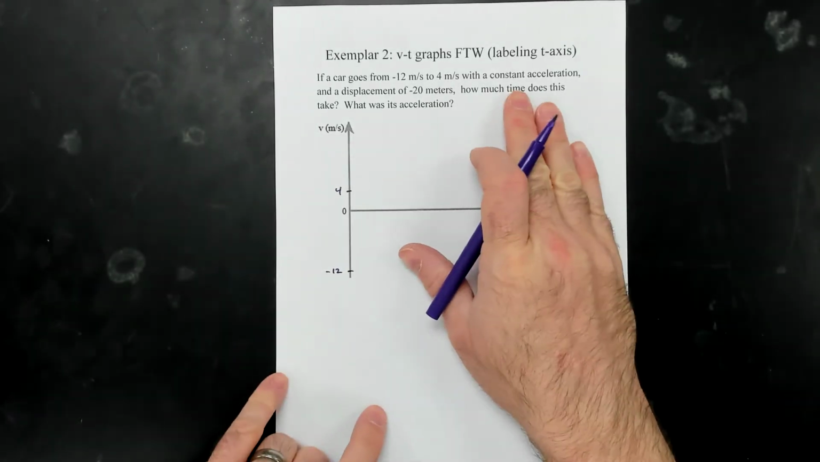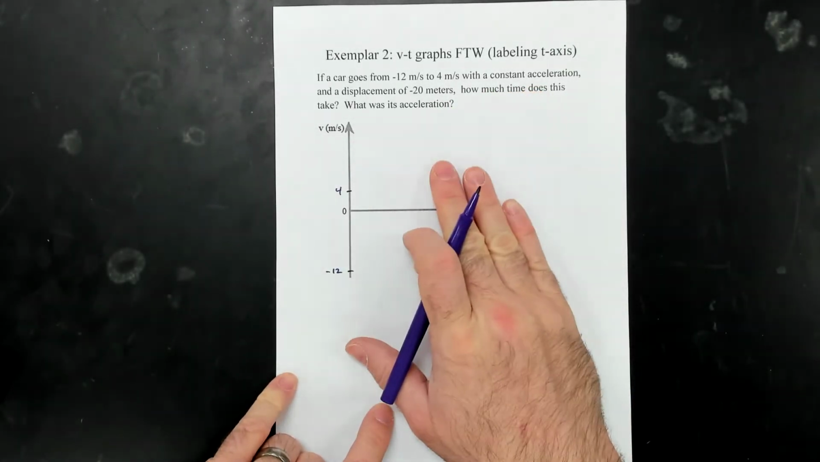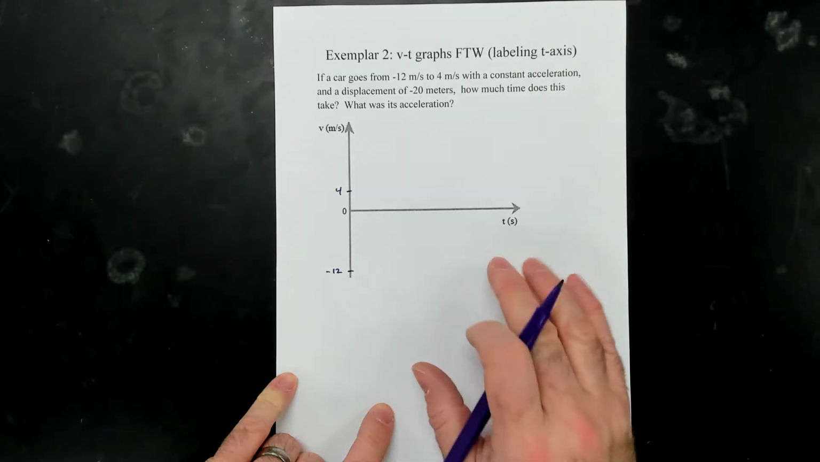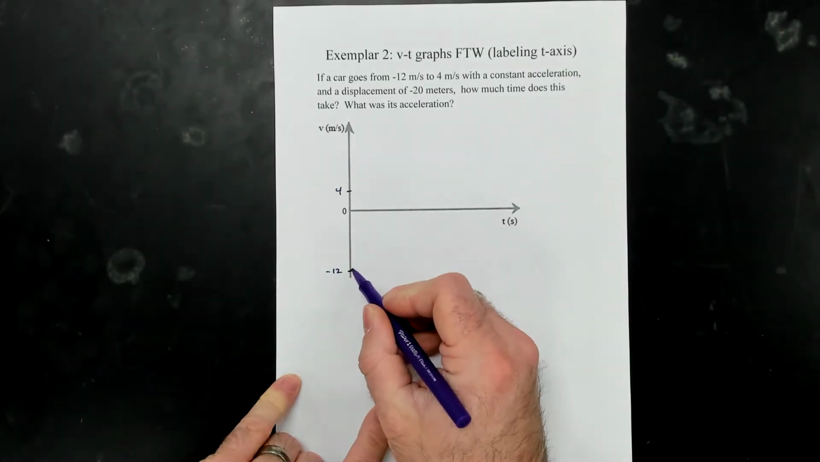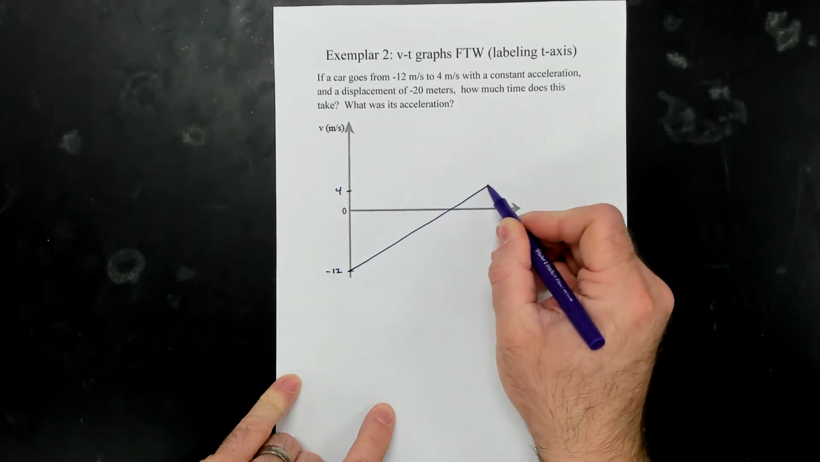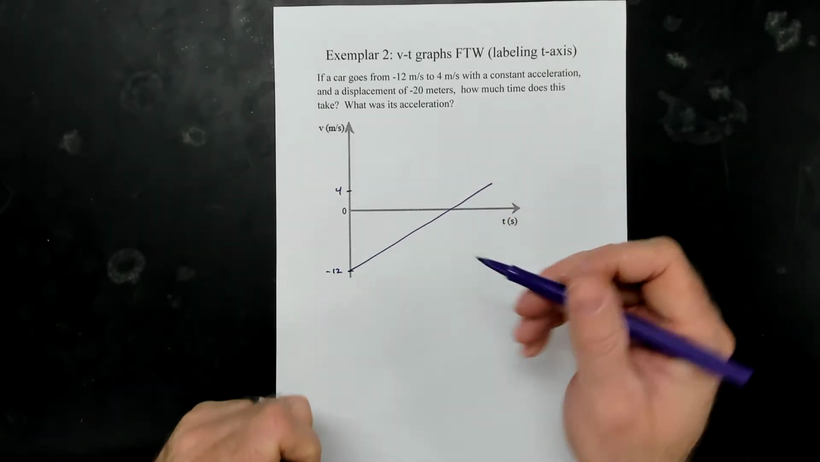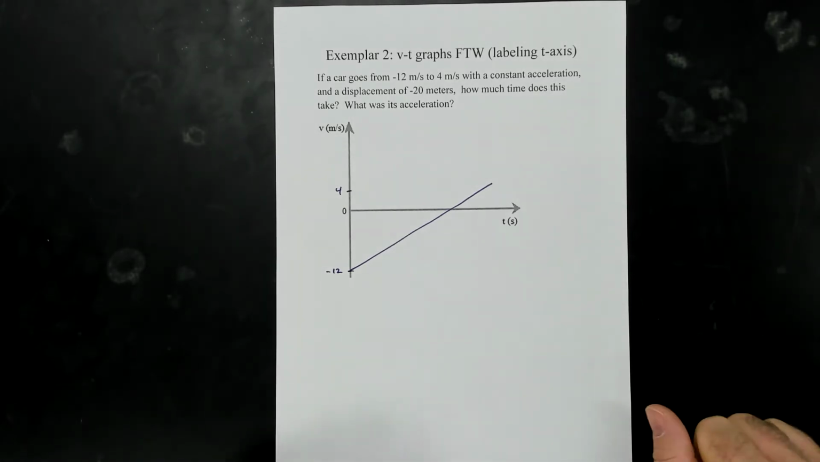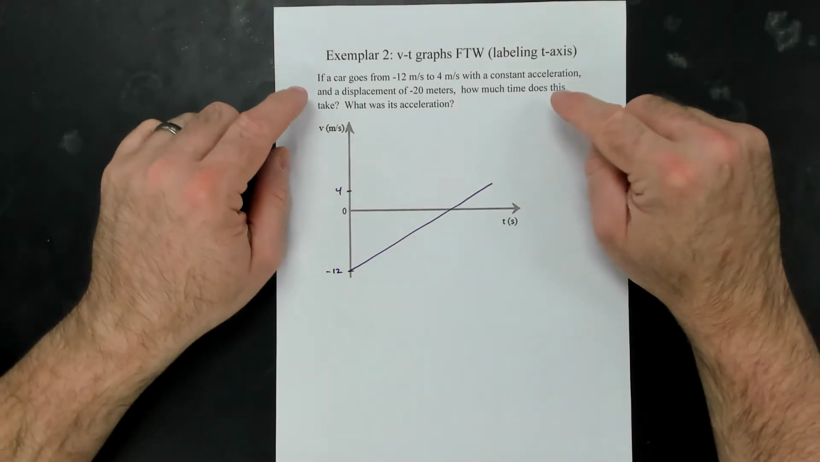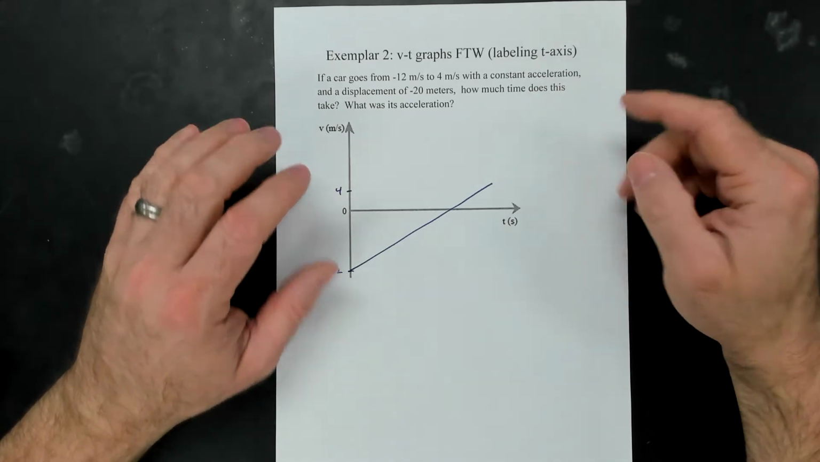Constant acceleration, again, means that we have a constant slope on our VT graph because the slope of a velocity time graph is acceleration. So that will look like this. Something like that. That's our graph. And so you'd say, well, that's the velocity time graph. We want to find the time it took and the acceleration. We're going to solve this.